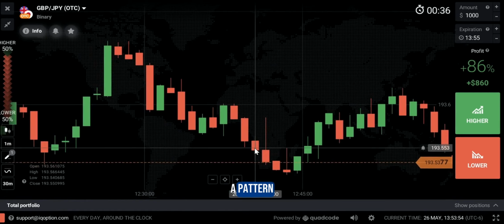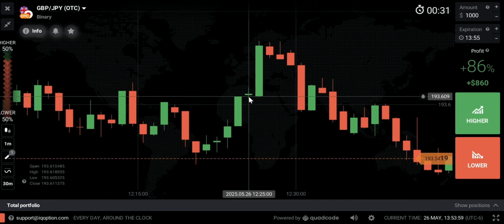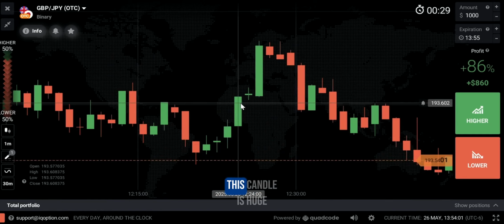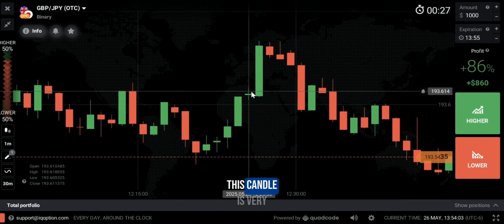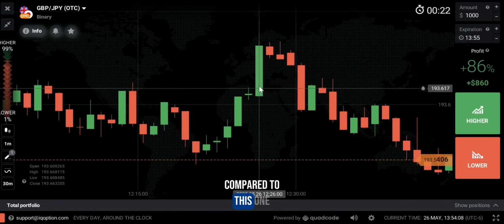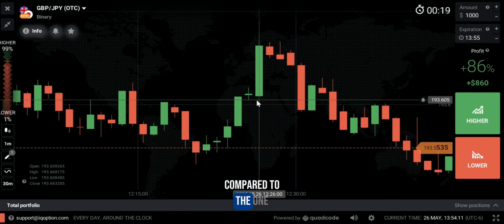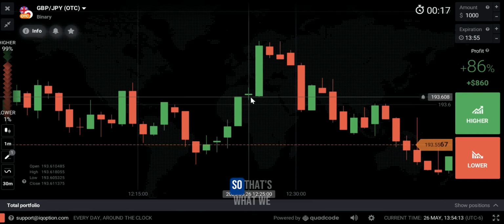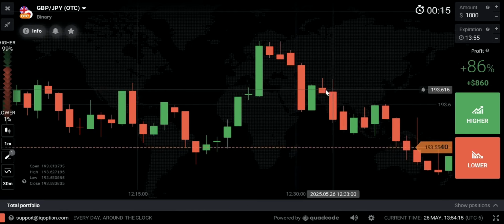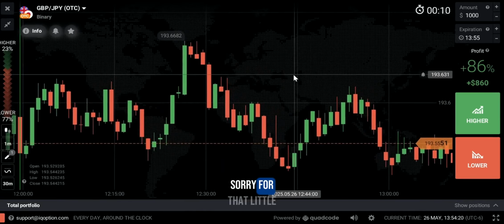So when you see a pattern, try to make sure that the candle is different from the small one. Look, for example, here, this candle is huge. This candle is very small compared to this one, and it's very small compared to this one, okay? This candle is very big compared to the one in the middle. So that's what we need to look for. And that's it. Now let's look at the trades. Sorry for that little preamble.